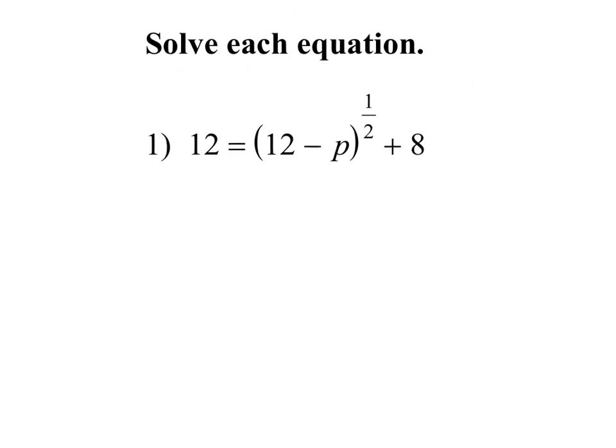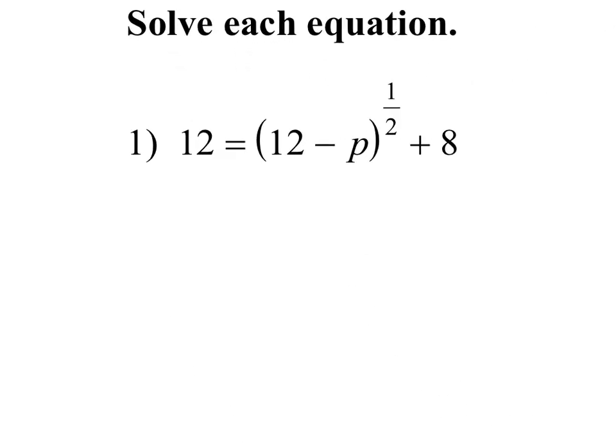I'm going to do a couple problems from the homework. So let's take a look at number 1. So we need to isolate our square root, so we're going to subtract 8 from both sides. So we get 4 is equal to 12 minus p raised to the 1/2. Raised to the 1/2 is the same thing as saying the square root.